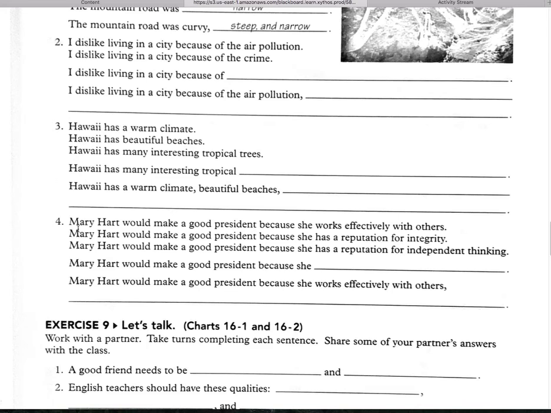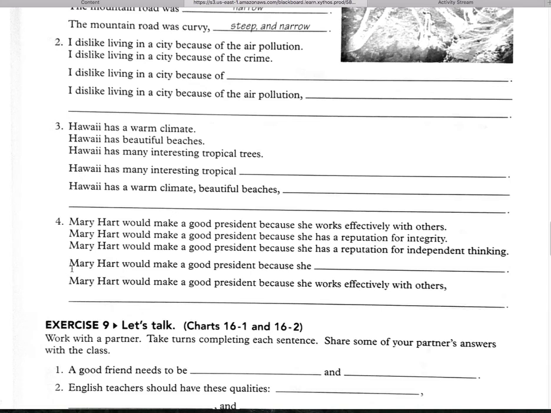So we look at number 4. Mary Hart would make a good president because she works effectively with others. Mary Hart would make a good president because she has a reputation for integrity. Mary Hart would make a good president because she has a reputation for independent thinking. Okay, so here you have subject and verb, followed by adjective clauses.